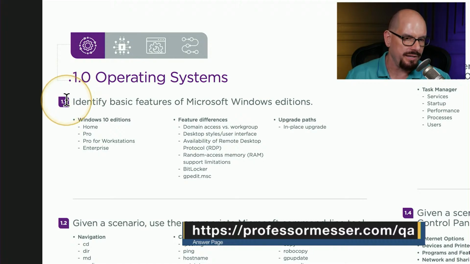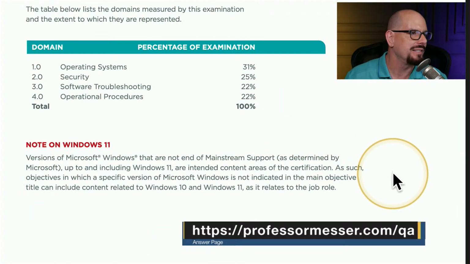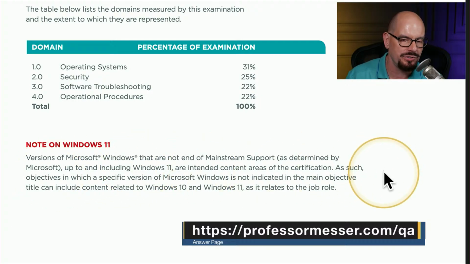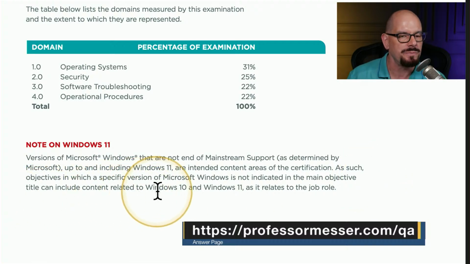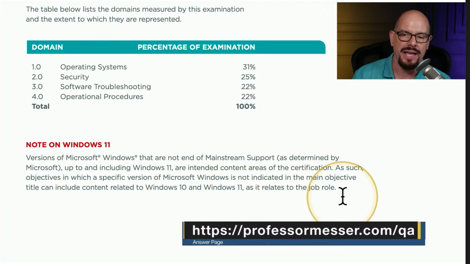And the section 1.1 under that domain is identify basic features of Microsoft Windows editions. And they go through different Windows 10 editions: Windows 10 Home, Windows 10 Pro, Windows 10 Pro for Workstations, and Windows 10 Enterprise. Now you may be thinking at this point, what about Windows 11? Hello? Windows 11's been out for a while. If you go back to the exam objectives, they even have a note on this that says versions of Microsoft Windows that are not end of mainstream support as determined by Microsoft, up to and including Windows 11, are intended content areas of the certification. As such, objectives in which a specific version of Microsoft Windows is not indicated in the main objective title can include content related to Windows 10 and Windows 11 as it relates to the job role.